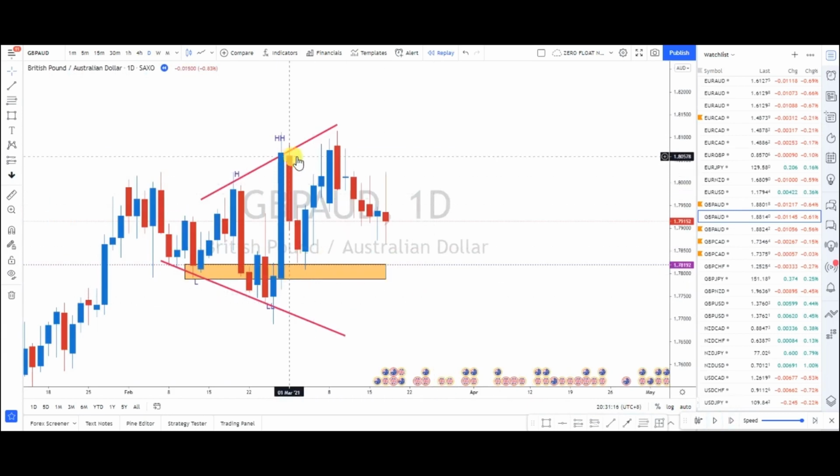Okay, so price instantly reacted 2 days later after we marked all this. Once the price comes in, it continues on the uptrend. Not only that, it also hit our take profit area, which is here, the previous high. Okay guys.